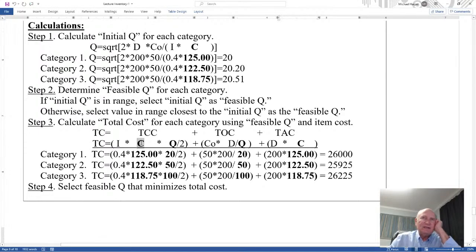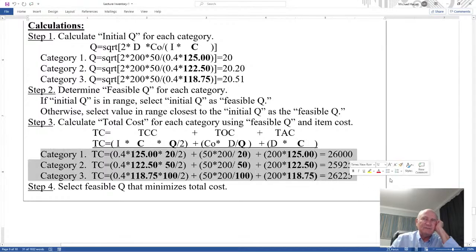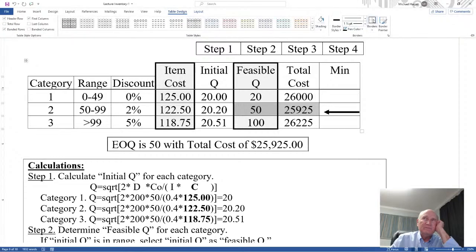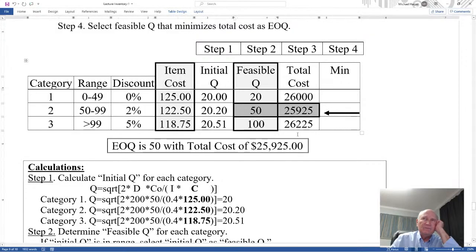So notice here's my C, the discounted cost: 125, 150, 118. Here's my feasible Qs: 20, 50, 100. There's my Qs again, 20, 50, 100. Here's my C: 122.50, 125, 120.50, 118. I do the calculations and I get the 3 costs. I bring the 3 costs back up here, and step 4 simply says which one of these is the minimum. The minimum is going to be this one right here. So now its EOQ is 50 with a total cost of $25,925, and that's basically how this stuff works.